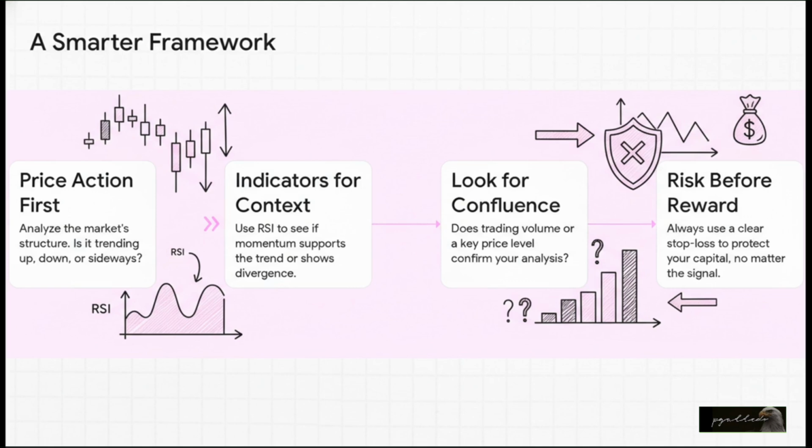Step 3, you look for other clues. What's the trading volume look like? Are we near a major support or resistance level? And finally, step 4, and this is the most important one, always manage your risk. Your stop loss is the only thing that's going to save you when you're wrong.